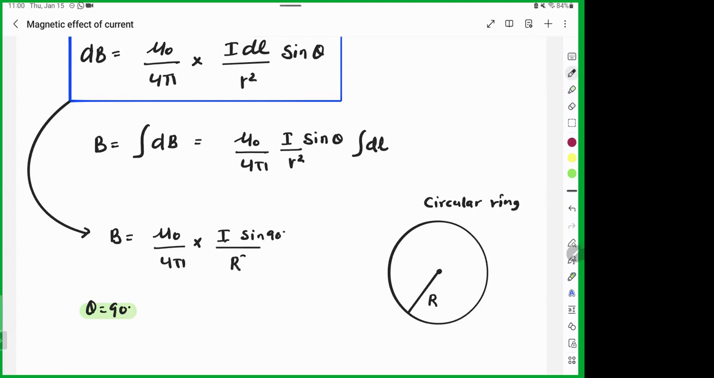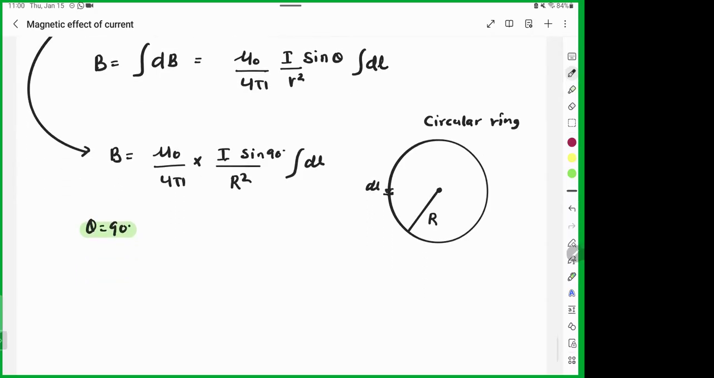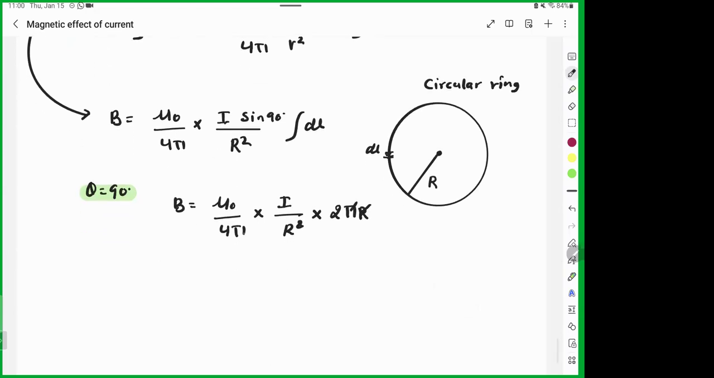This radius is r square. Now you have to integrate dl. So for example, if you take a small section dl and integrate this, what will be the value? Mu naught upon 4 pi I r square. Will it be 2 pi r, the circumference? Yes, sir. r will be cancelled, one r, and pi will be cancelled. This will be 2. So B is equal to mu naught I by 2r.